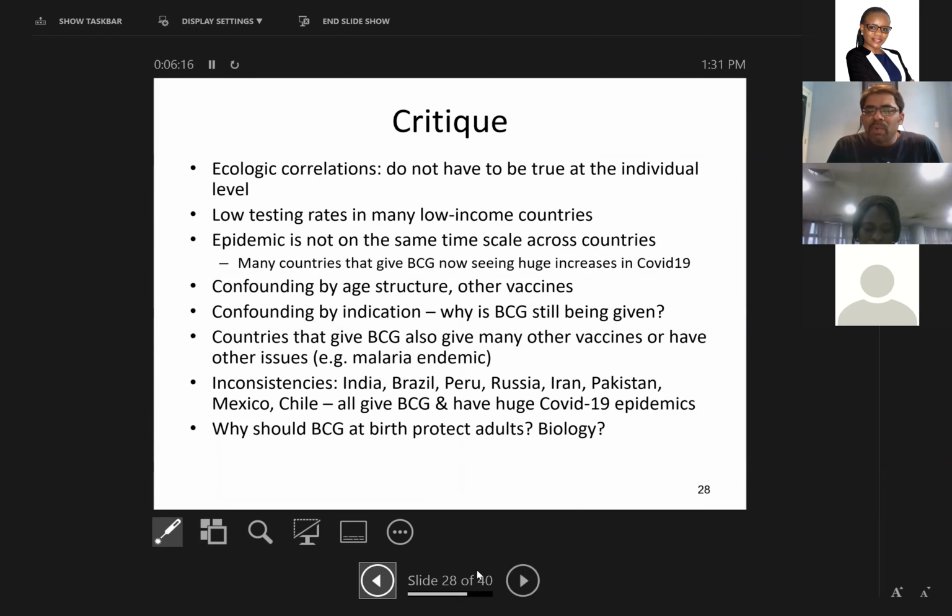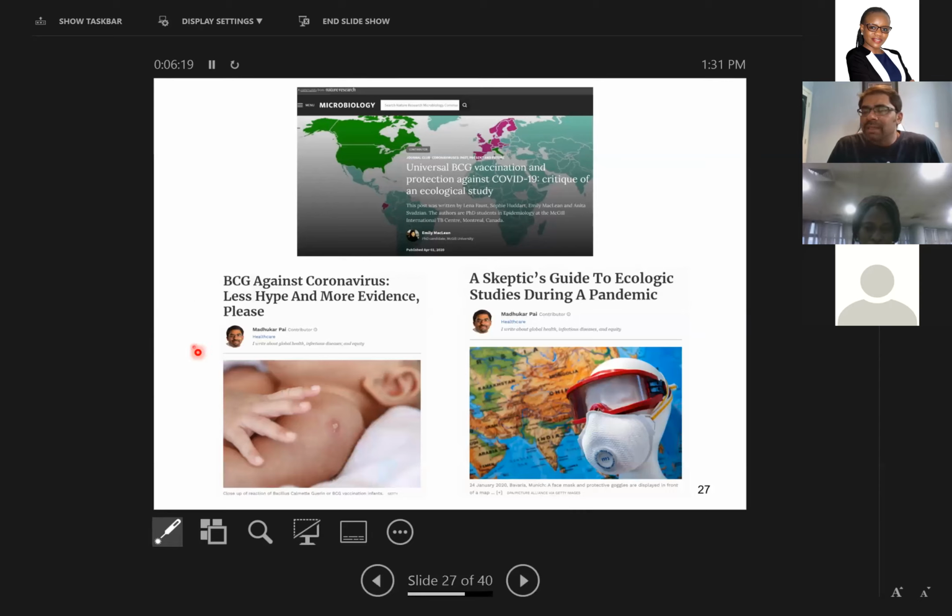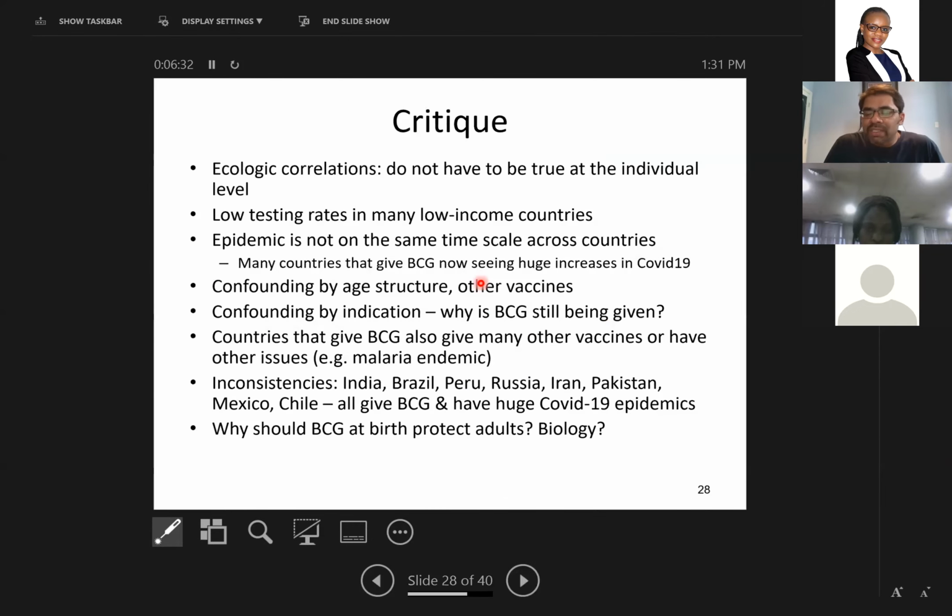And journalists, for the most part, have been completely uncritical. They are willing to swallow anything given to them. They don't know whether it's an ecological correlation study. They just take it as gospel truth and write about it, and that adds to policymakers who are already confused. So what is wrong with this BCG ecological study, and why did we critique it? Firstly, you will learn in a second that with ecological studies, what is true at the population level does not have to be true at the person level or the individual level.